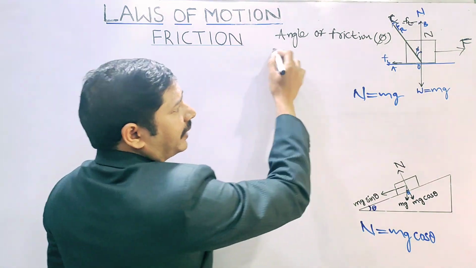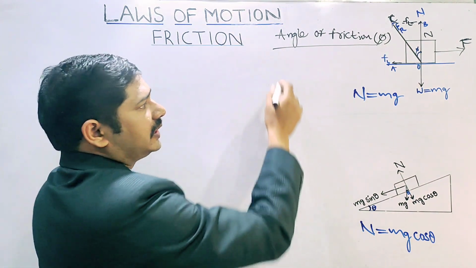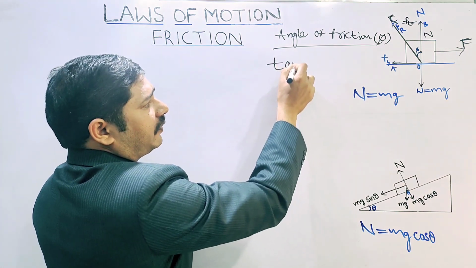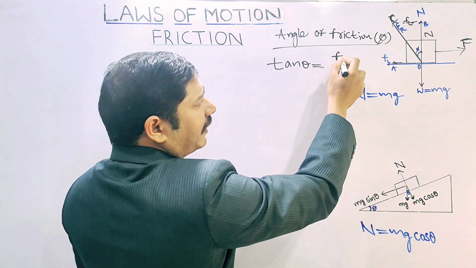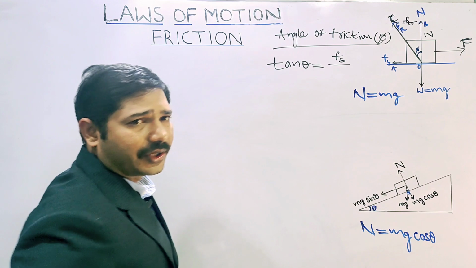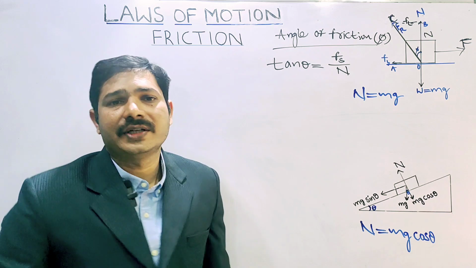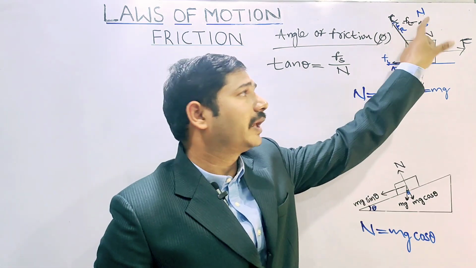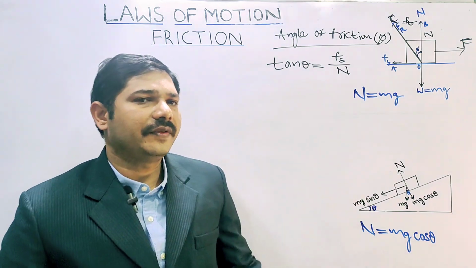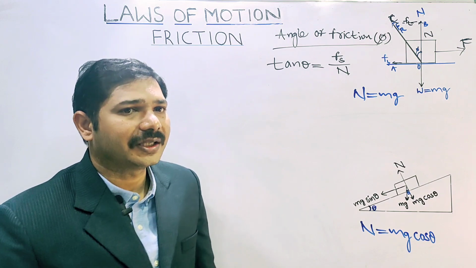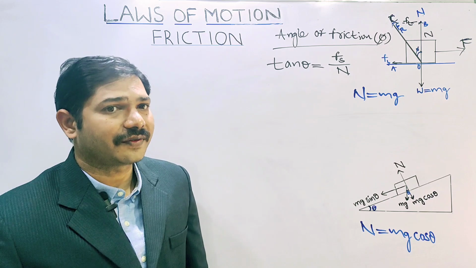So from the triangle OBC it is very clear that tan theta equals opposite side by adjacent side. The opposite side is FL, or static friction force, Fs also you can take, and the adjacent side is the normal. So tan theta equals Fs by N. Just now we discussed Fs by N, that is nothing but the coefficient of static friction.